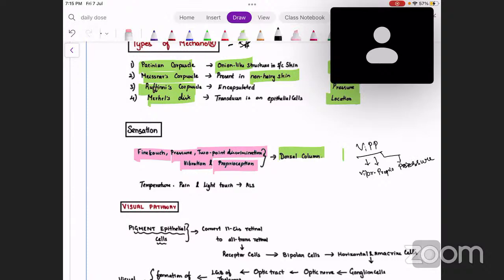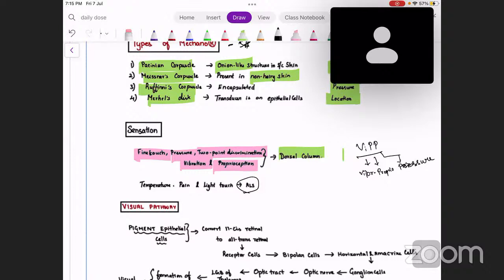While temperature, pain, and light touch are carried out by your spinothalamic tract. The anterior and lateral spinothalamic tracts carry your temperature, pain, and light touch. That's why in syringomyelia, the dorsal column will be intact. When you do a fine touch on this patient, he is able to recognize it. But temperature, pain, and light touch cannot be recognized.